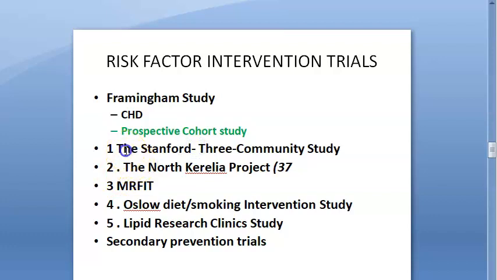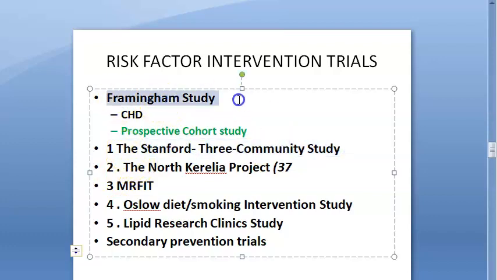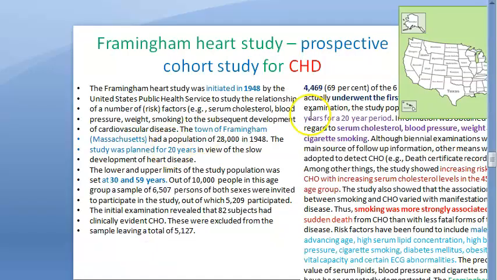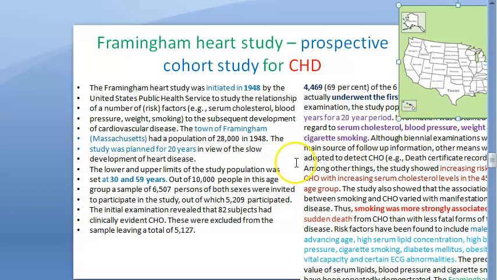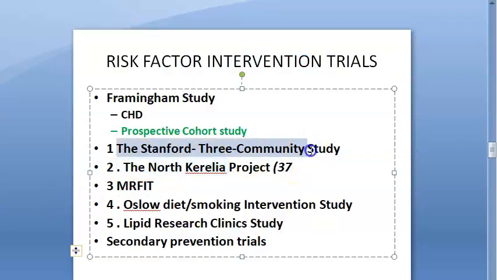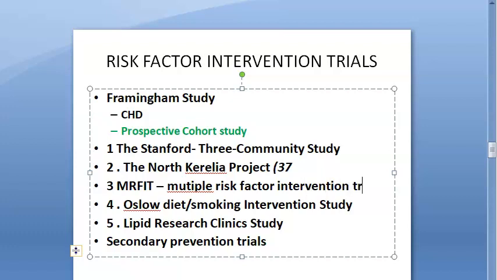You will have to learn all these studies. This is Framingham study. Okay, it is a prospective cohort study to understand the risk factors of coronary heart disease. Framingham is actually a place in Massachusetts in USA. We have to look at that in detail. Then Stanford 3-committee study. Then MRFIT. This is multiple risk factor intervention trial. Then you have this North Karelia project in Finland. What is this Karelia? Then you have lipid research clinic study, etc.